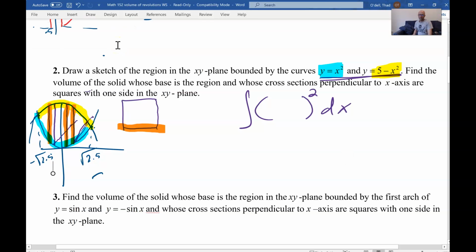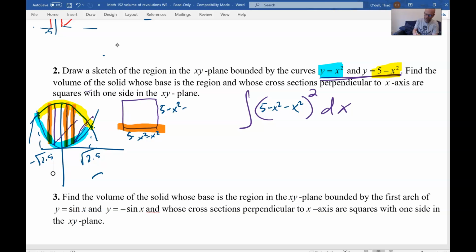So all we have to do is subtract the blue from the yellow. Piece of cake. That would be 5 minus x squared minus x squared. And we're squaring it. Why are we squaring it? Because this is squared. Because this is 5 minus x squared minus x squared, and this is also 5 minus x squared minus x squared. Because our cross-sectional area was a square, which means the lengths of each side are the same.